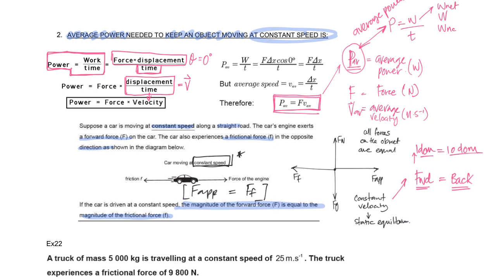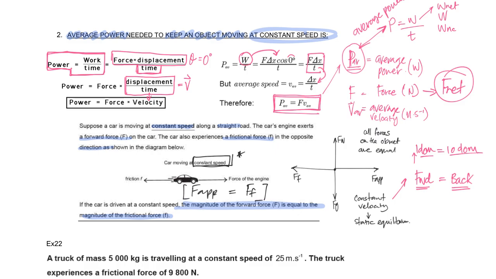So how we derive the formula: P is equal to W over T, W is equal to F delta x cos 0 always, which leaves you with F delta x over T. Delta x over T gives you velocity, and that's how we get our power formula. And this formula we can use when your forward force and your backward force are equal to each other. So this force that we look at here is F net. There can only be one force. Very important.